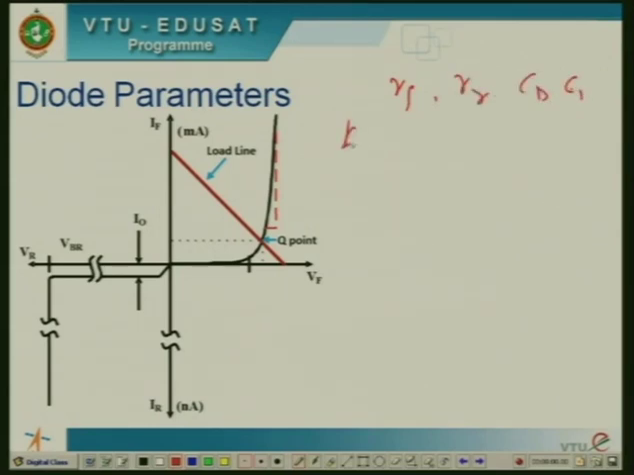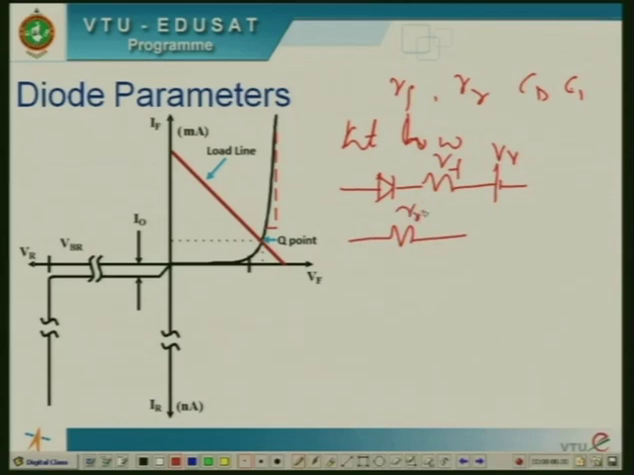At low frequencies, the diode can be replaced with an ideal diode, its internal resistance Rf, and a V gamma battery. When the diode is reverse biased, it is replaced with simply an Rr. Using these parameters, a nonlinear device can be modeled as a piecewise linear model.